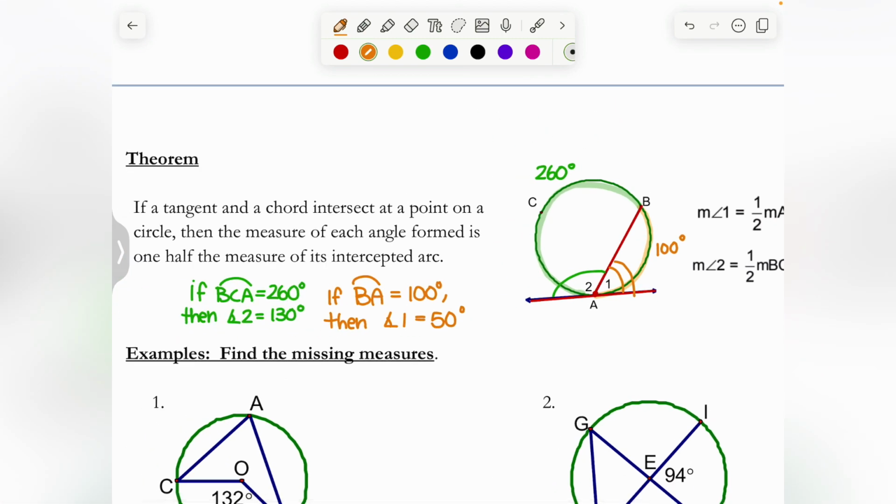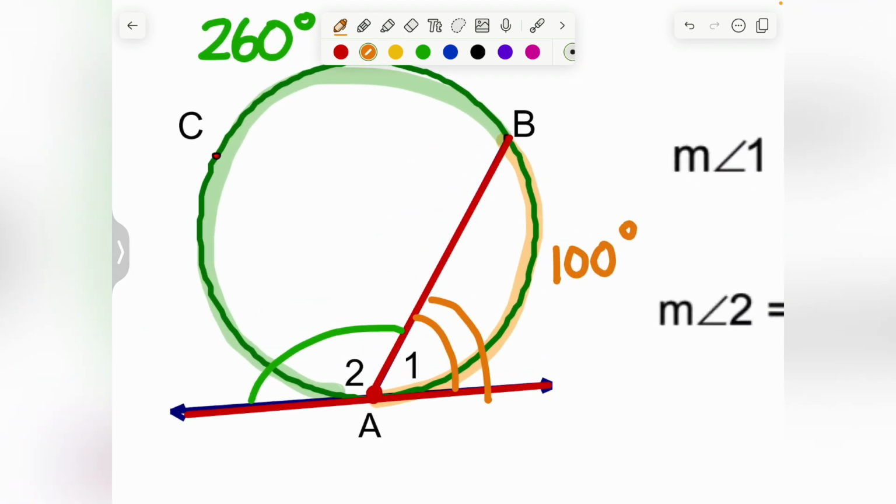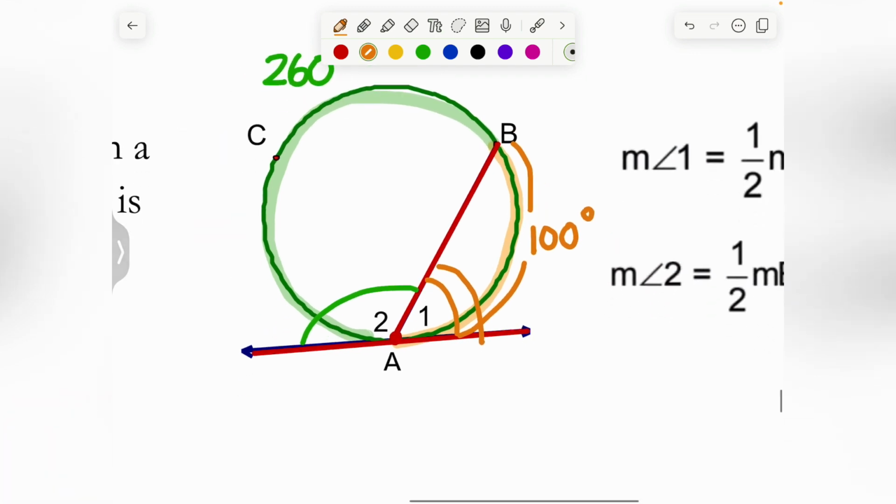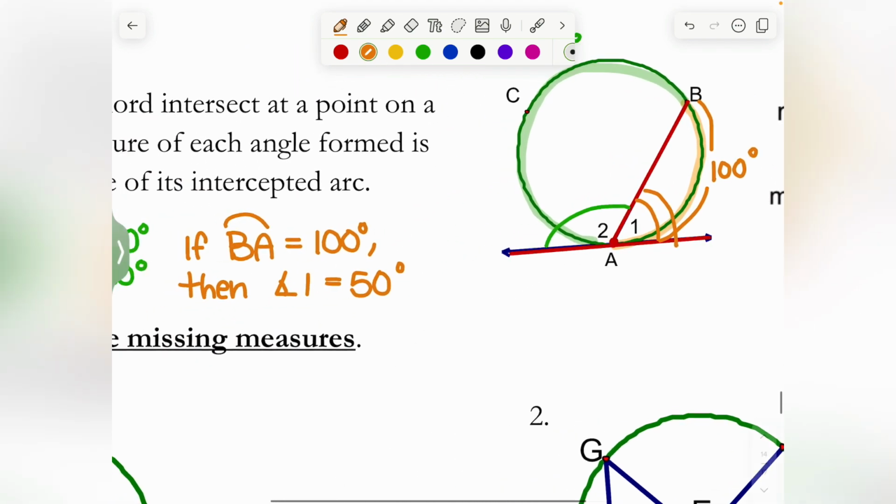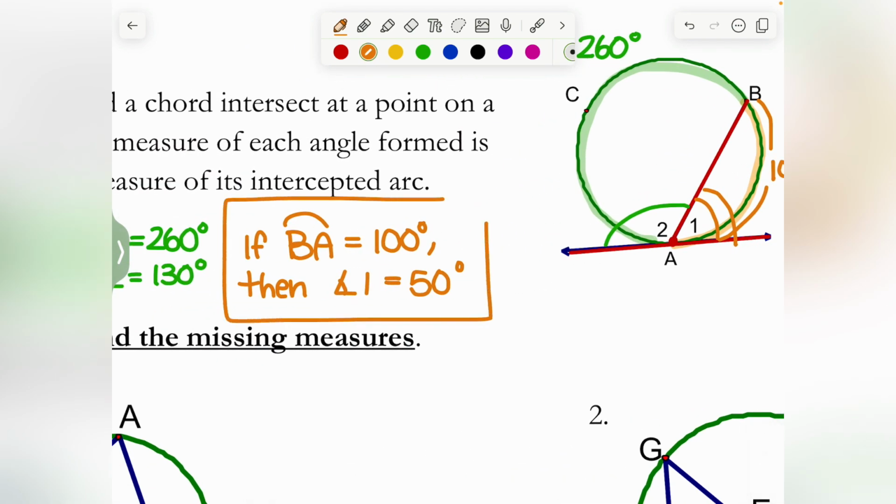So I highlighted the orange arc right here. So that angle 1 creates that arc, and there is also an inscribed relationship. So if that arc is 100, then the measure of angle 1 will be 50.